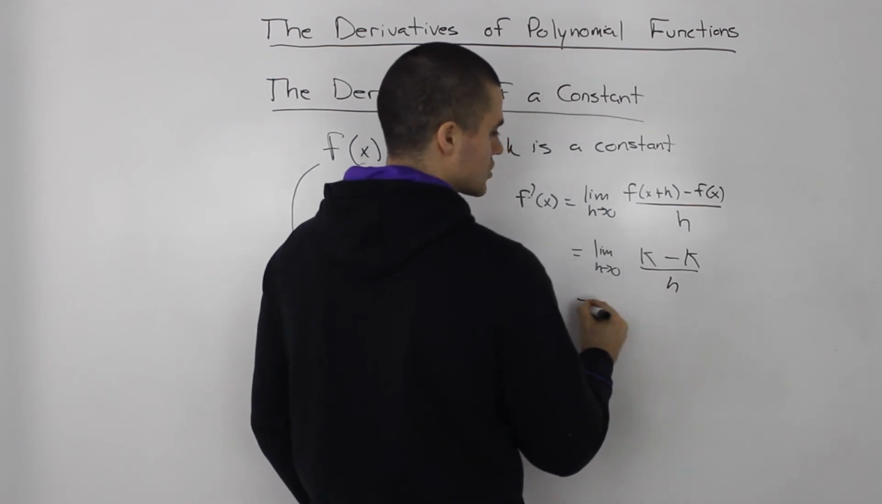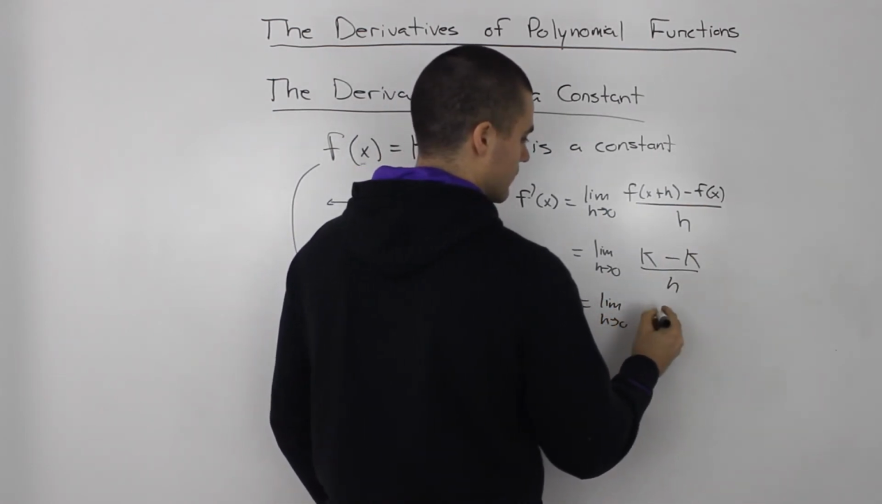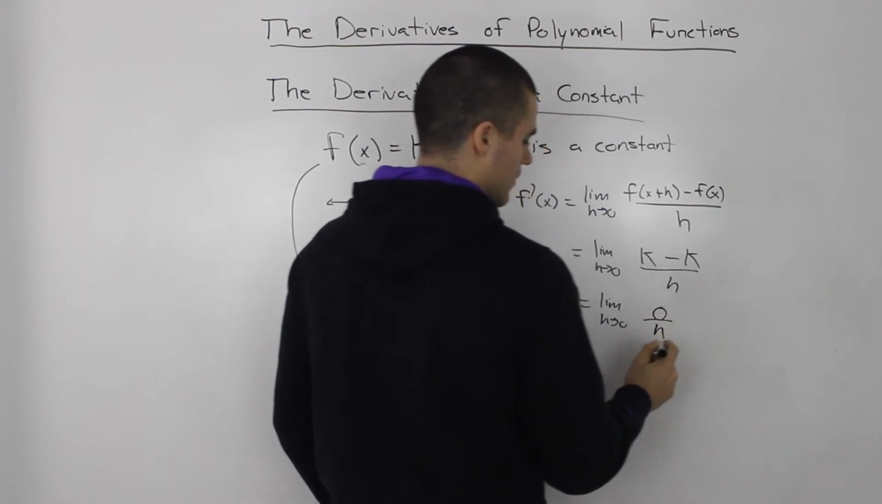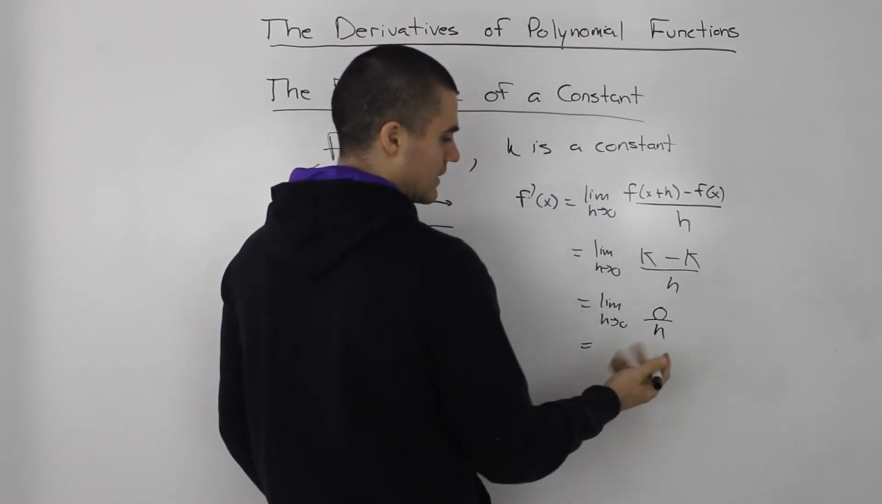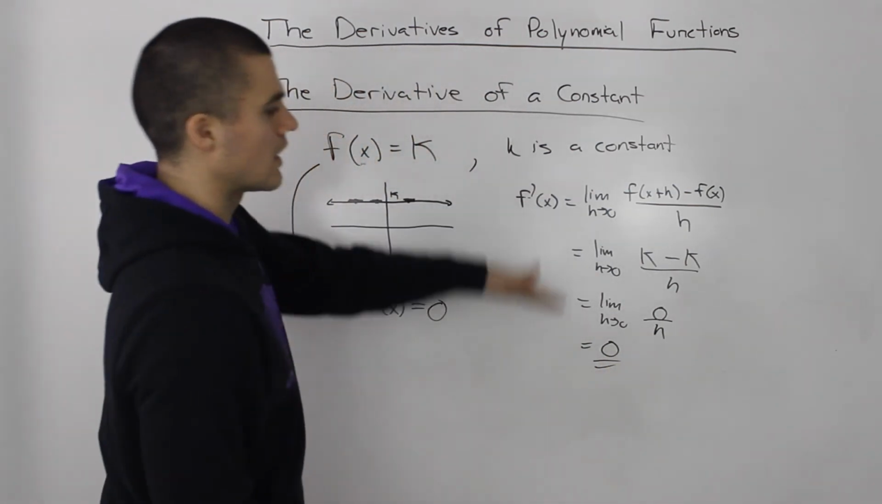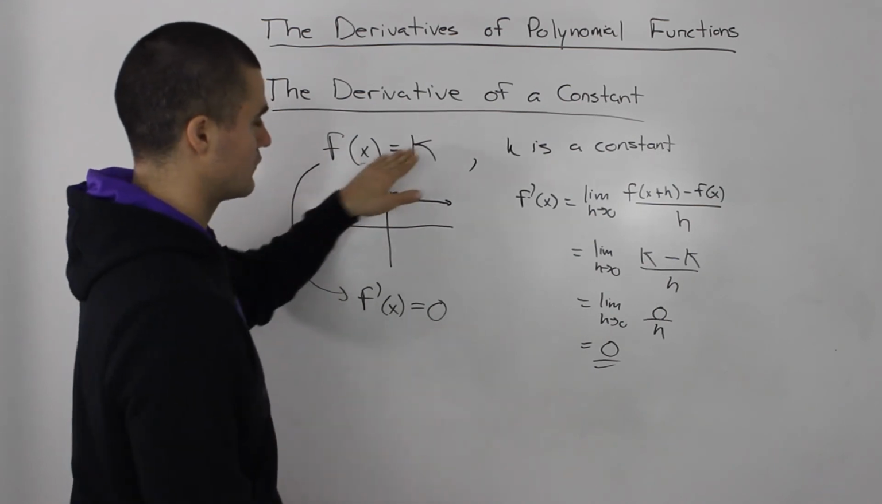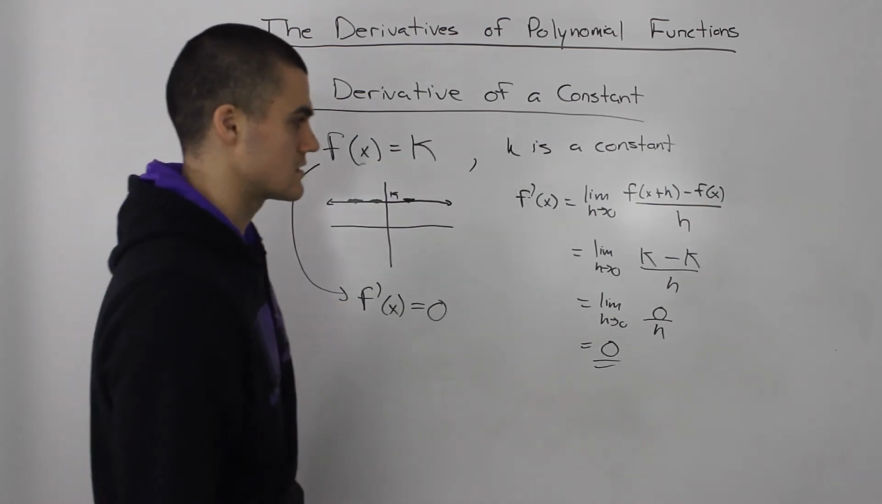All over h, k minus k is 0. And then 0 divided by anything is just going to be 0. So that's how you prove this rule here, that the derivative of a constant is always 0.